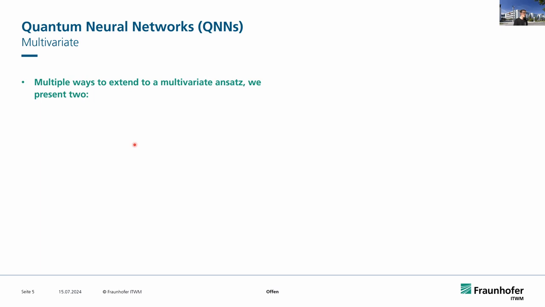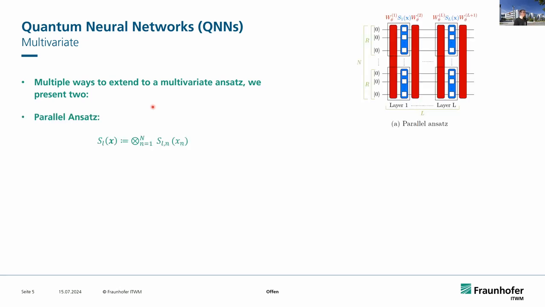I promised I will tell you how to extend it to multiple variables, so multivariate models. I present two canonical ways to do that. One is the parallel ansatz. So what you do is you glue, so to say, models for univariate variables together along the qubit, so along the y-axis here. And mathematically, that's a tensor product. Yeah, I think that image explains it very well. So each of these blocks here only contains the variable x1 and so on, and this only contains the variable x index n.